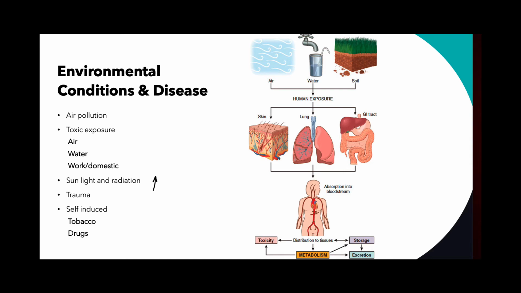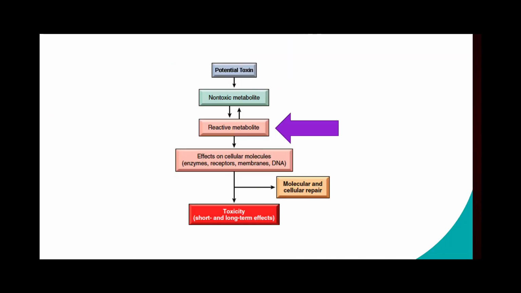So what do you think happens? Well, these things accumulate, and through this process, we develop more of these reactive metabolites. We have more cellular damage. We lose the ability to repair the cells, and then we run into this kind of chronic toxicity that leads to other conditions in the body, such as chronic inflammation.